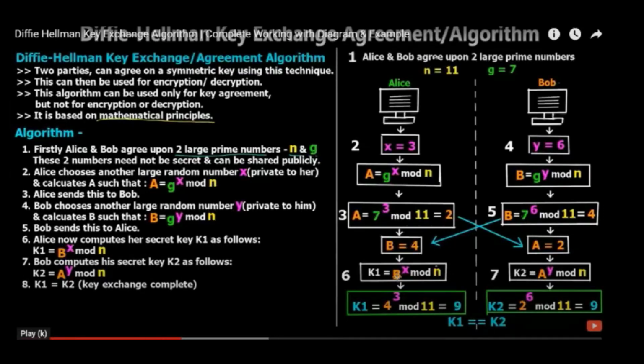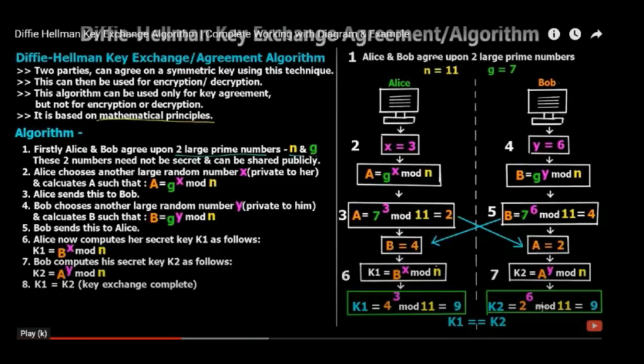So now I'm taking the value of B. So B is 4. So 4 to the power of X, X is 3. You can see in the next line, 4 to the power of 3 mod 11. If I take mod 11, N is 11, so I'm going to get the value 9. The same 9 will come with Bob also. Now you see K2 equal to A power Y. So A is calculated by this person. A is 2 to the power of 6 mod 11. This is going to be 9. So both the parties have 9 and 9 with them.